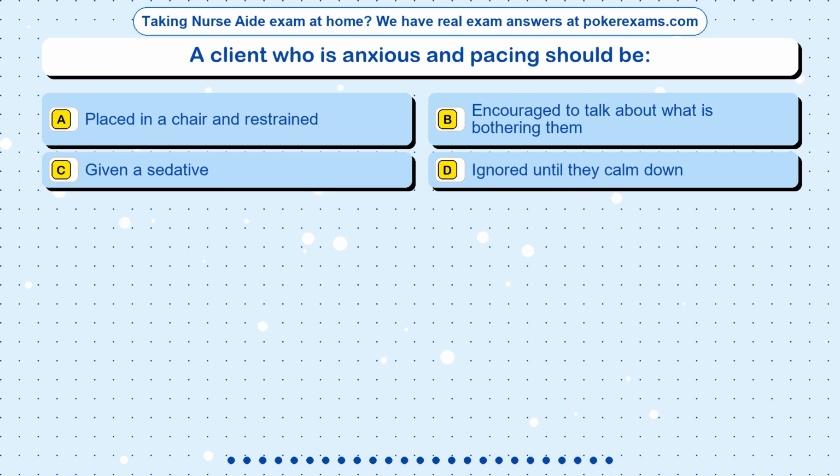Question 6. A client who is anxious and pacing should be: Option A, placed in a chair and restrained. Option B, encouraged to talk about what is bothering them. Option C, given a sedative. Option D, ignored until they calm down.